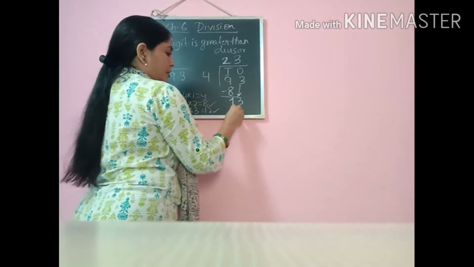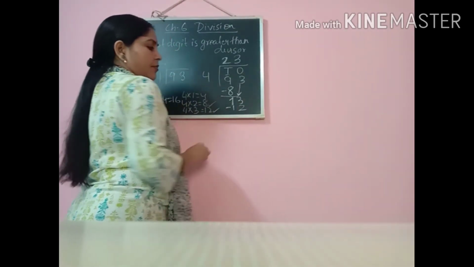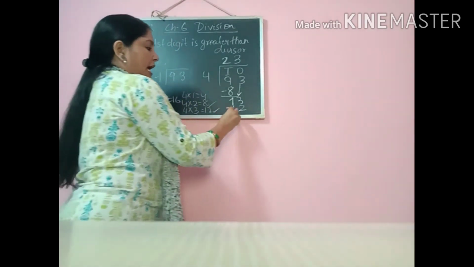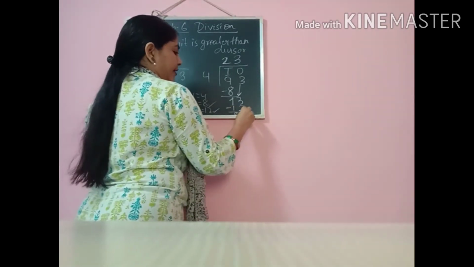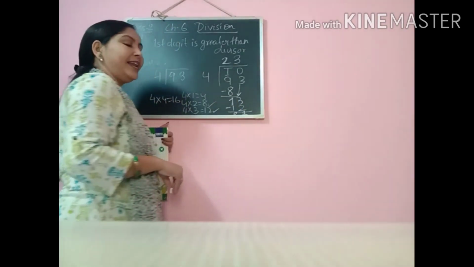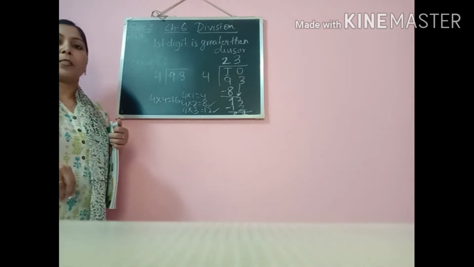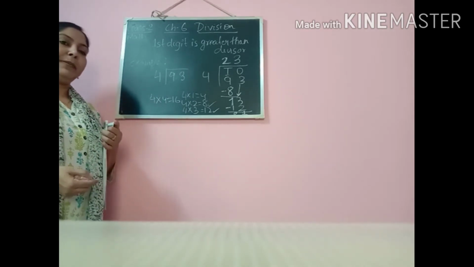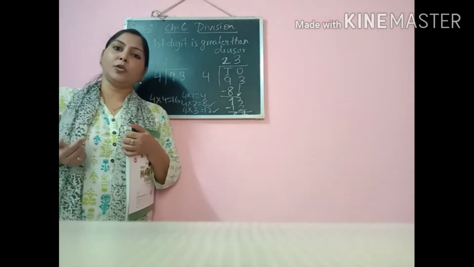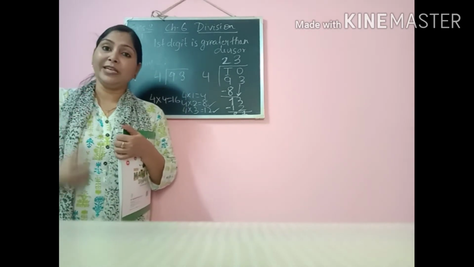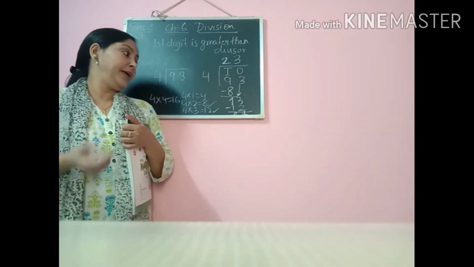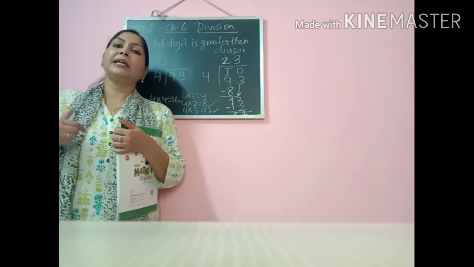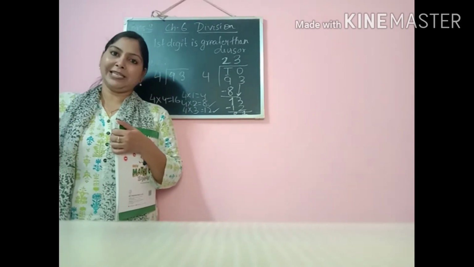Okay, so 12 we will write just below 13 and we will subtract, and when we subtract we get 1 as a remainder. See, it depends on the question. It is not necessary that you will always get a remainder. It may be divisible also. The number can be exactly divisible as well.